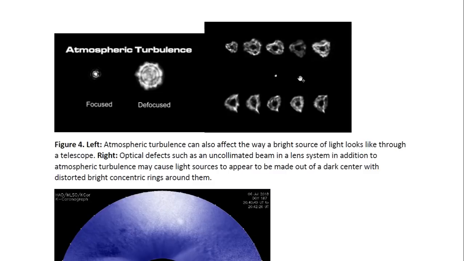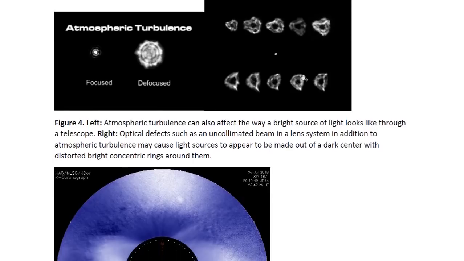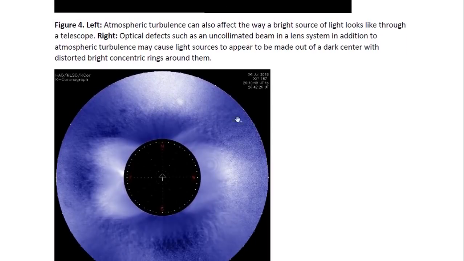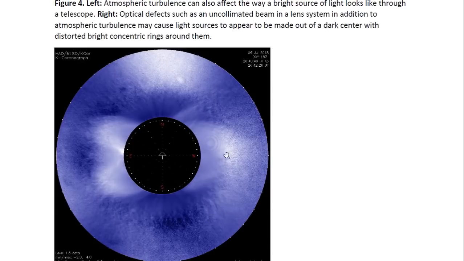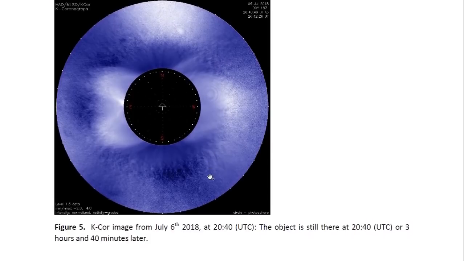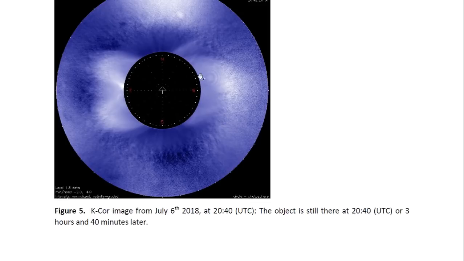And here you have further effects. You have uncollimated beam, turbulence, and then the bright object, which is supposed to look like that, turns out to look like this. It looks like a dark central ring or central circle surrounded by this distorted bright ring pattern around it. So we see lots of these, of course, in coronagraph images if there are light sources there, because coronagraphs are, as I said, telescopes.